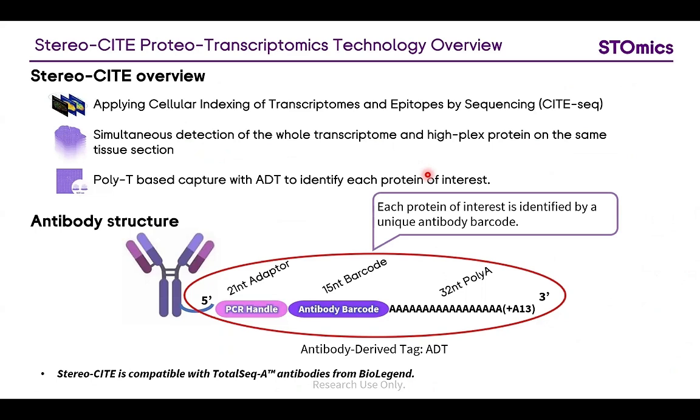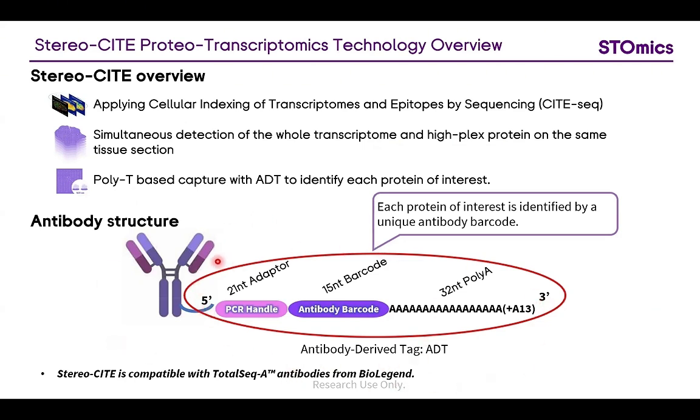Stereo-CITE applies cellular indexing of transcriptomes and epitopes by sequencing. This allows simultaneous detection of whole transcriptome and high-plex protein on the same section. Quality-based capture with ADT is applied to identify each protein of interest. Here is a diagram illustrating the antibody structure.